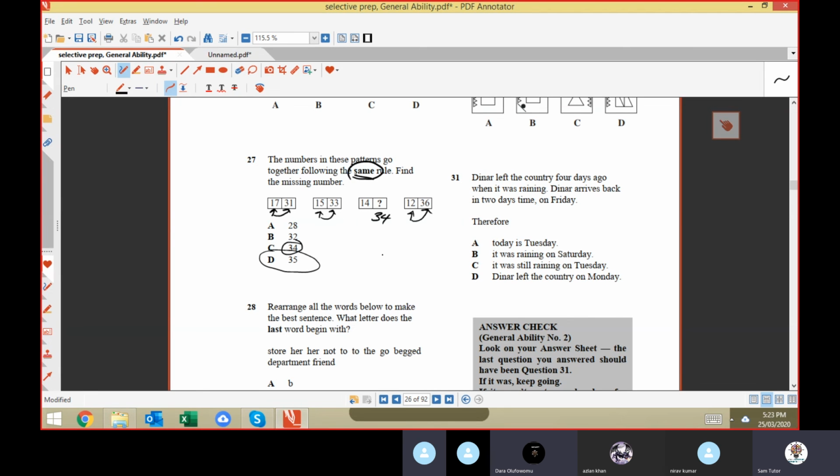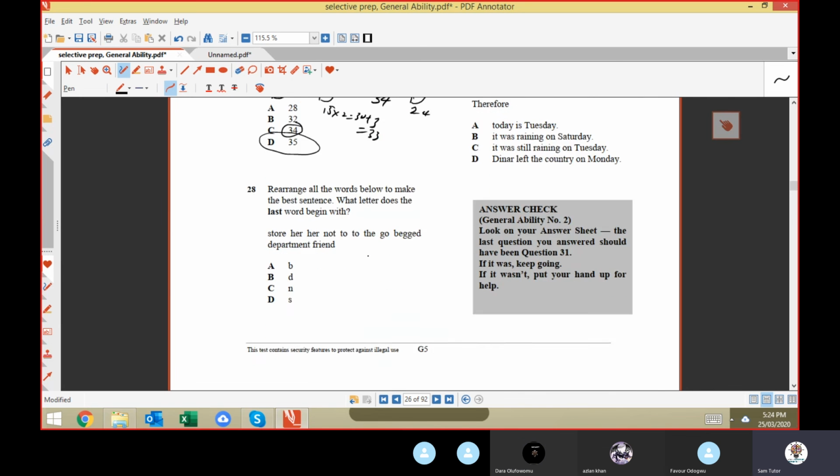Yeah, I'm guessing that. 17 minus 15 is 2. 2 plus 31 is 33. 14 and 15 is 1. So plus 1. I'm guessing 34 because... Give me a second. Let me have a think about it as well. All right. You reckon it's C?